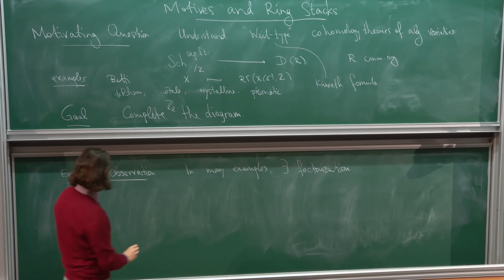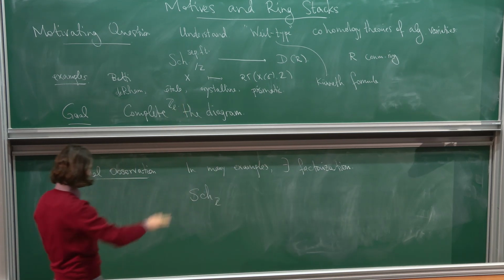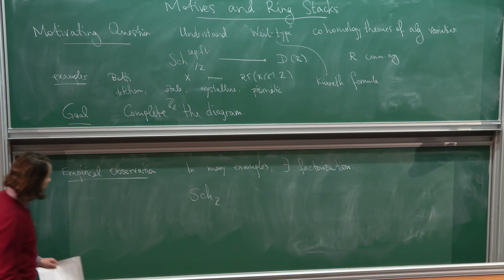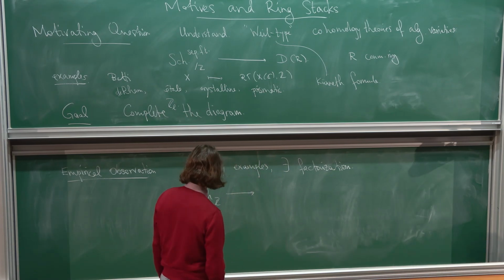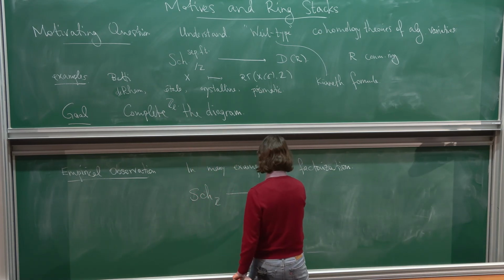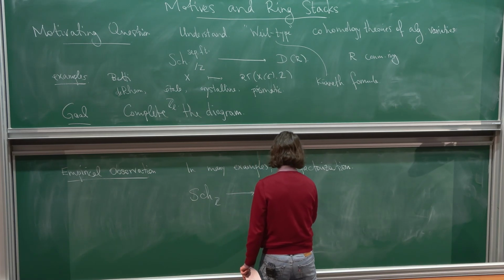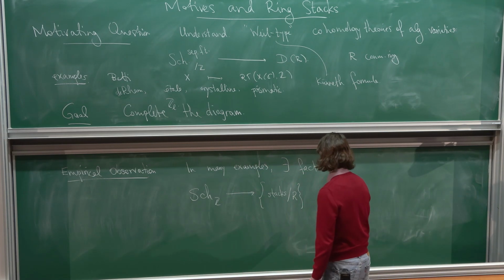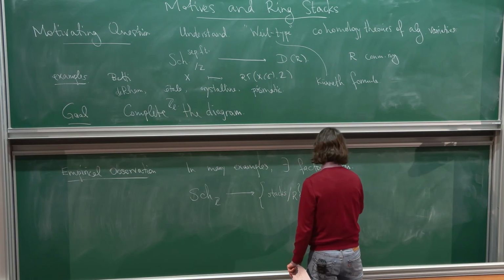So you have your category of schemes over Z, always separated of finite type. Let me not write it all this time. And then you go to some other geometric objects, so some kind of stacks over your ring R. And whenever you have a stack, you can just take coherent cohomology. You can take the cohomology just of the structure sheaf.